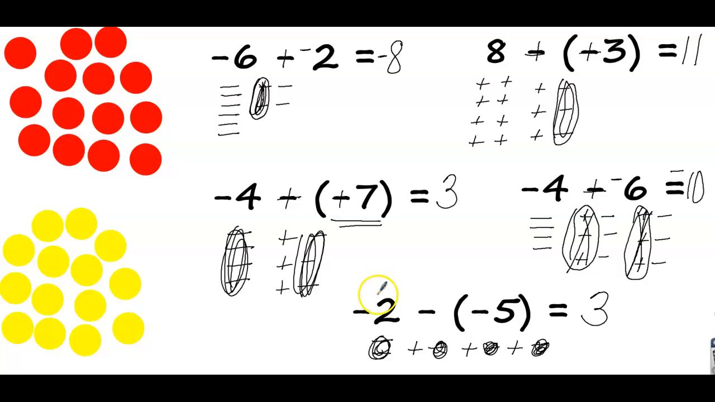Keep the first number the same, change subtract to add, and switch the sign of the second number. Now we're adding 2 numbers with different signs, so we subtract the smaller one from the bigger one. You take 2 away from 5, you get 3. And the answer takes the sign of the bigger number. Well, 5 is bigger than 2, and 5 is positive, so our 3 is positive.